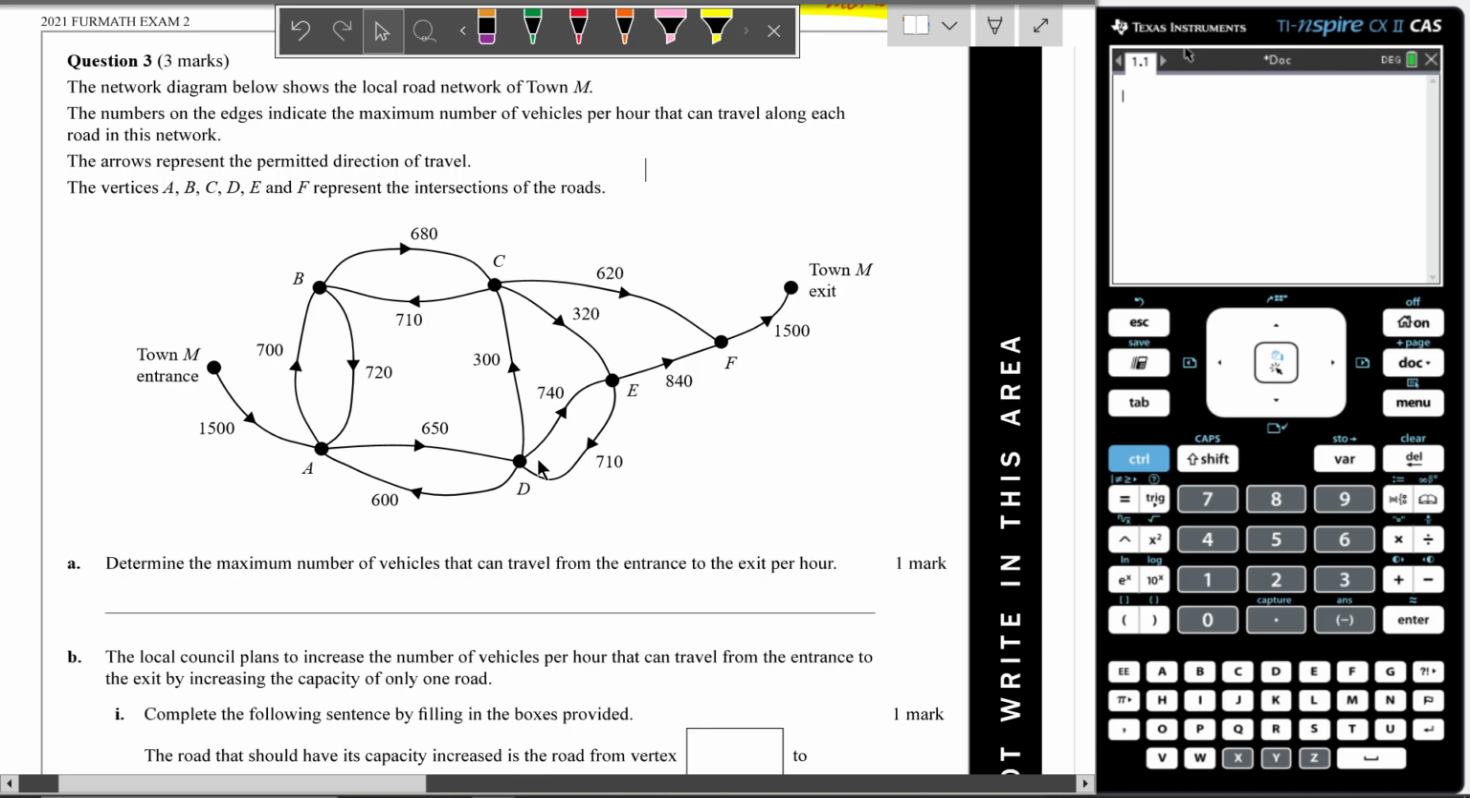It says the network diagram below shows the local road network of town M. The numbers on the edges indicate the maximum number of vehicles per hour that can travel along each road in this network. The arrows represent the permitted direction of travel. The vertices A, B, C, D, and F represent the intersections of the roads. Part A says determine the maximum number of vehicles that can travel from the entrance to the exit per hour.